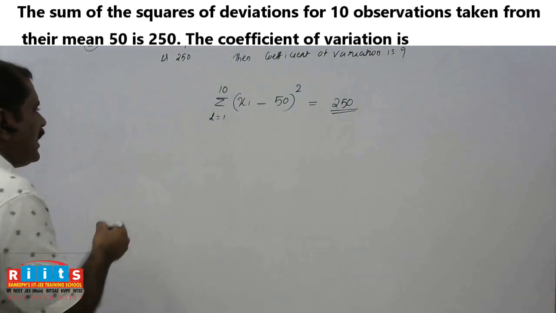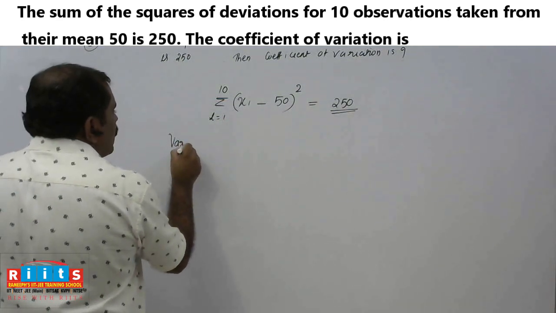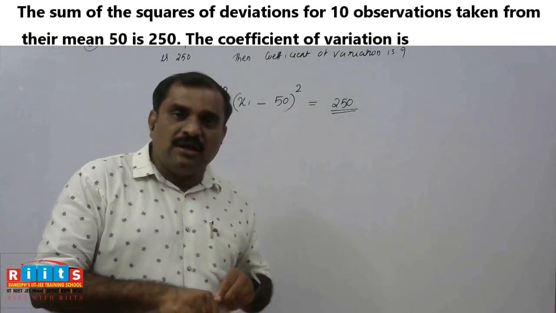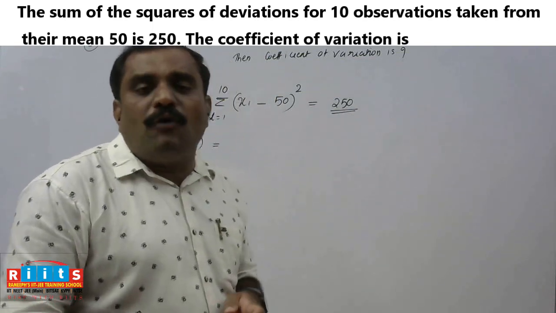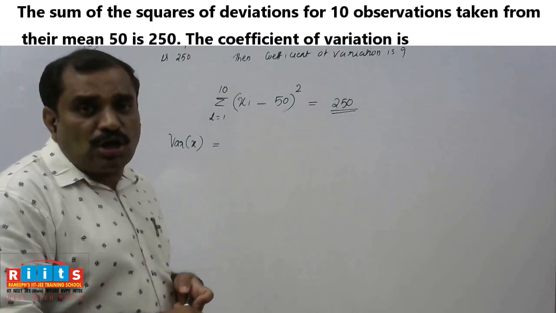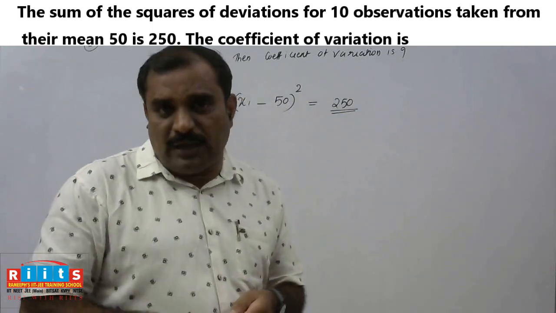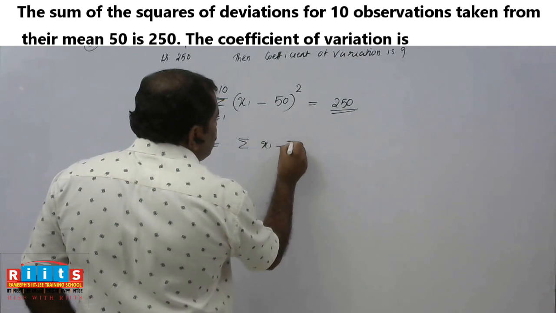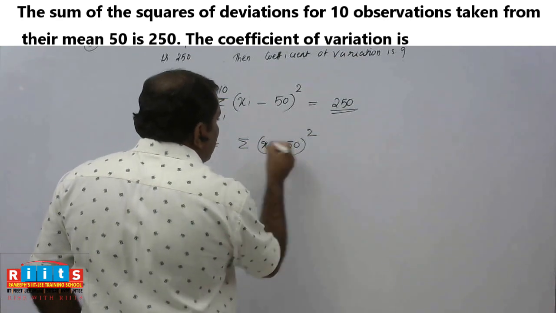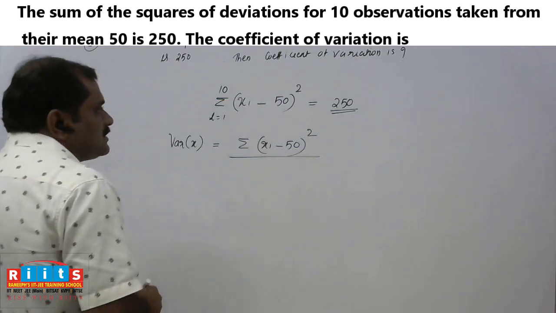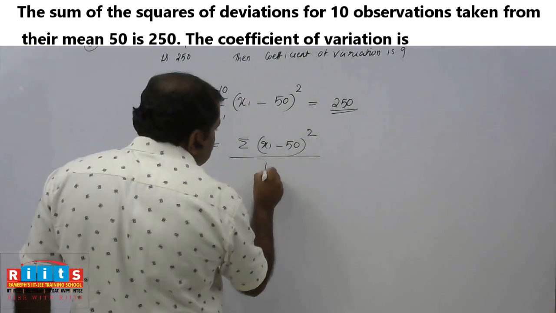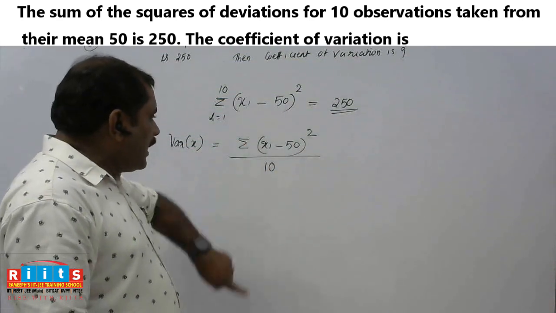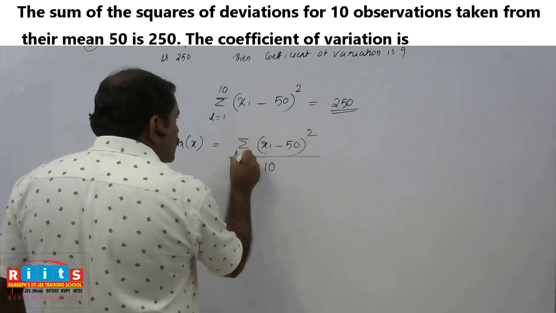So what is the variance of n observations? Variance is the mean of the sum of squares of deviations about the mean. So that is the mean of Σ(xi − 50)², divided by the number of observations. What is the number of observations here? That is 10 observations. That is Σ(xi − 50)² divided by 10, where i varies from 1 to 10.